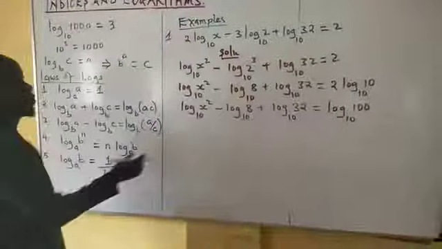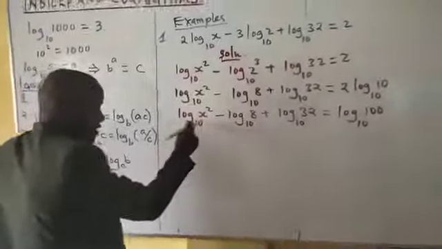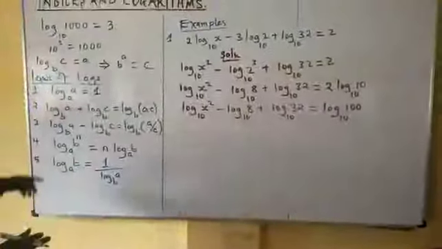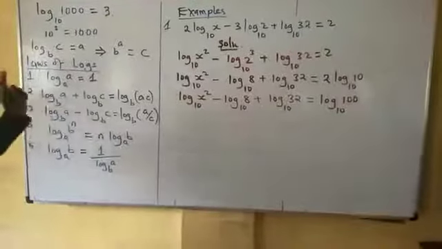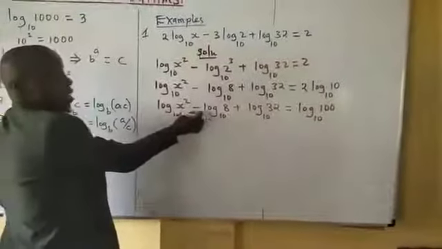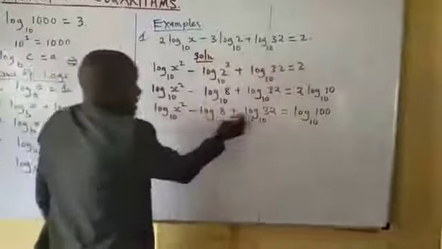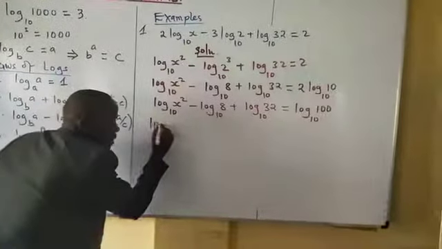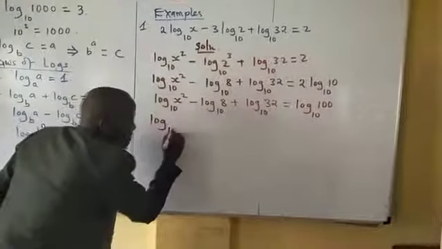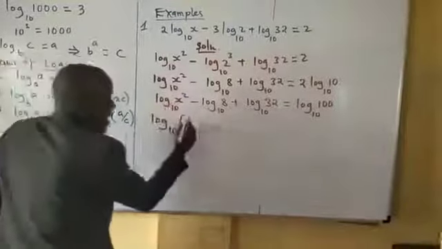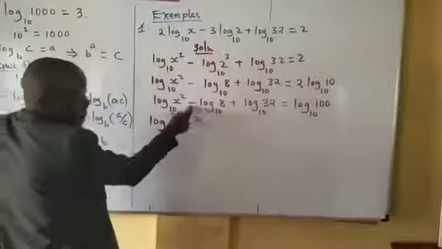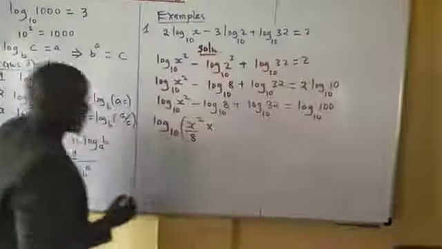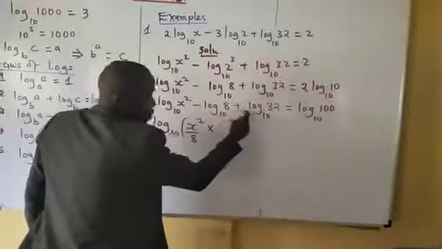Now we can go to the next law. Because we have a uniform base throughout, which is log to base 10, we can apply law number 2 and 3, whereby where we have a minus, we divide, and where it is a sum, we take the product. So x squared, this is minus log 8, therefore we divide, then times, because this is a plus, we multiply by 32.